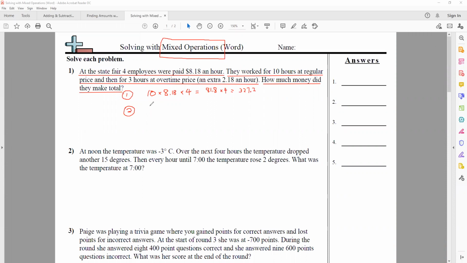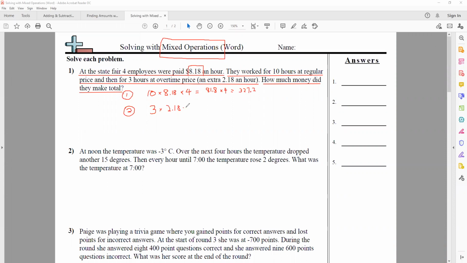Essentially $2.18 times 3 is like $6.54. Okay, $6.54 times 4 is... No, don't do it yet. Stop. Okay, hold on. Now, what does the extra 2.18 mean on top of the 8.18? You are saying 3 times 2.18, right? But that's extra on top of the 8.18. This is the base pay, okay?